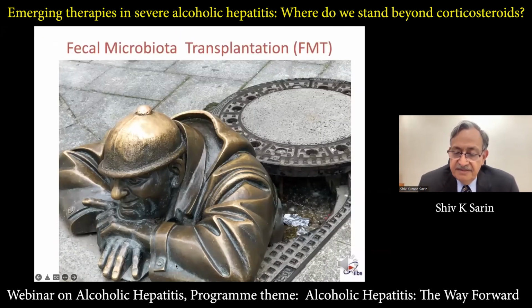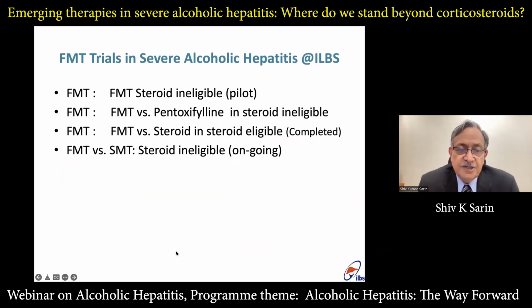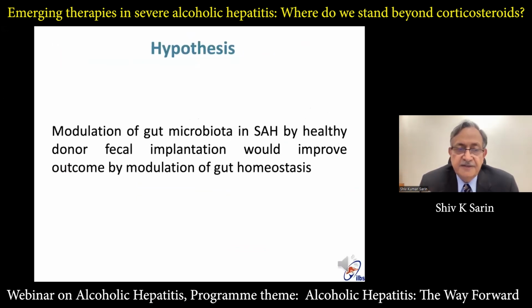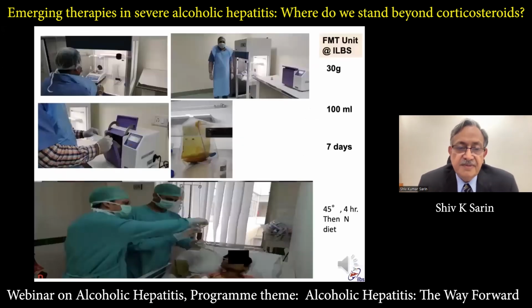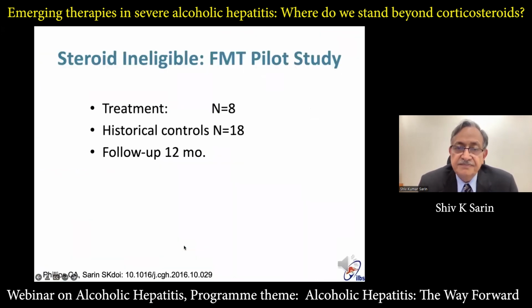Well, FMT, we had 4 trials. First, steroid ineligible pilot study, FMT versus pentoxifylline. I'll show you data. We didn't publish it as of now. FMT with the steroids, and the 4th one is FMT plus versus SMT, steroid ineligible. The whole hypothesis is modulation of gut microbiota in severe alcoholic hepatitis by healthy donor fecal implantation would improve outcome. This is the FMT lab.